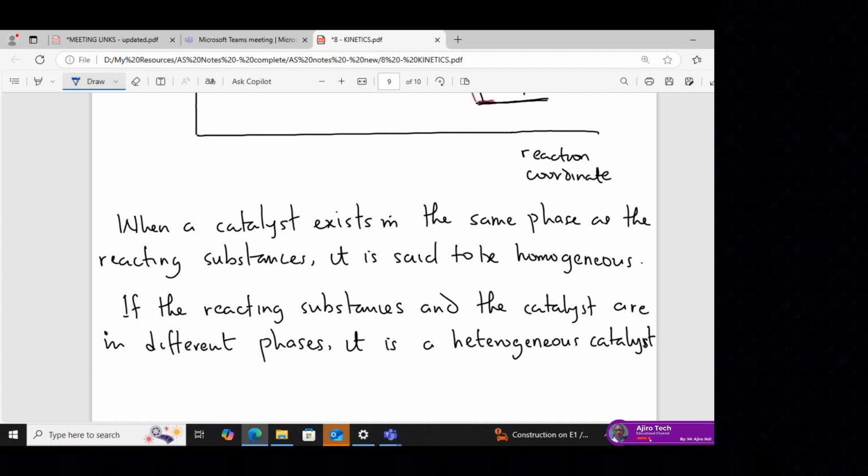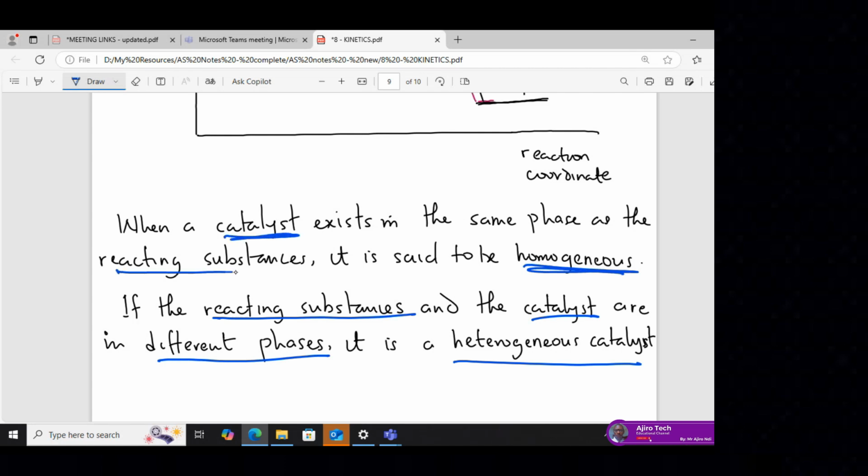So, what is homogeneous catalysis? In homogeneous catalysis, the catalyst and the reacting substances are in the same phase. What about heterogeneous catalysis? In heterogeneous catalysis, the catalyst and the reacting substances are in different phases. Homogeneous, the catalyst and the reacting substances are in the same phase. Is that okay? Do you get the point now?